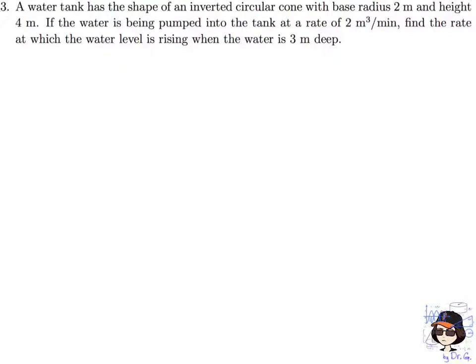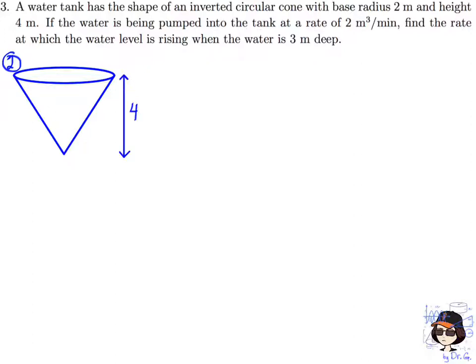Draw a picture if possible. So most of your related rates problems, you're going to be able to draw a picture. So this one, I just draw a cone with a pointed part at the bottom, and I'll label the dimensions. The height is 4, and the radius of the base at the top is 2. That's it. I haven't got any variables yet, so I haven't labeled anything with a variable yet. So let's go to step 3.